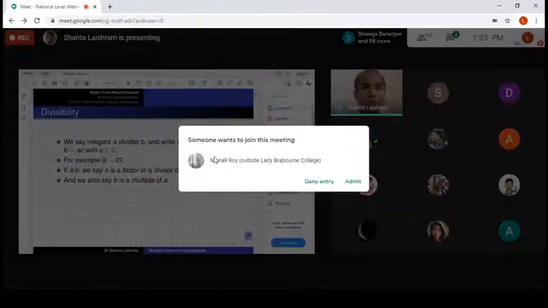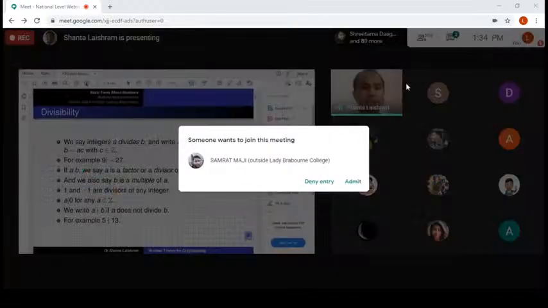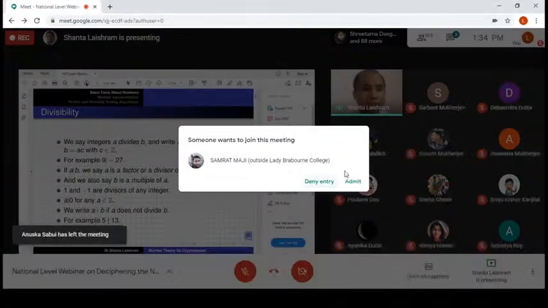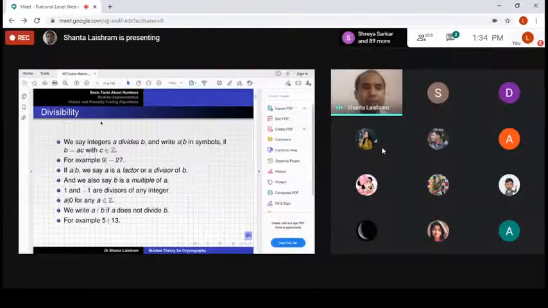is a multiple of A. And one can easily see that 1 and minus 1 are divisors of any integer, and every non-zero integer is a divisor of 0. And when A doesn't divide B, we write the symbol A does not divide B. So for example, 5 doesn't divide 13. So this is a very basic starting of number theory.